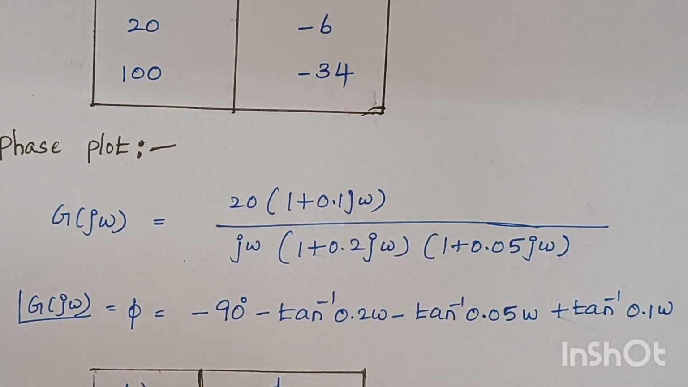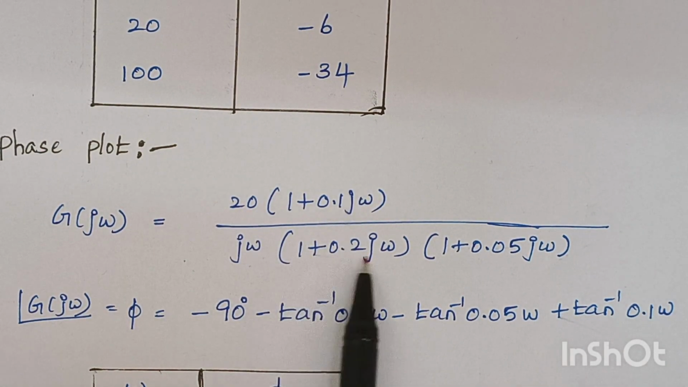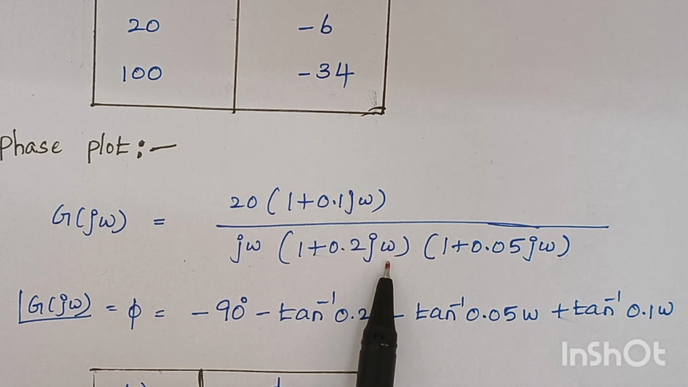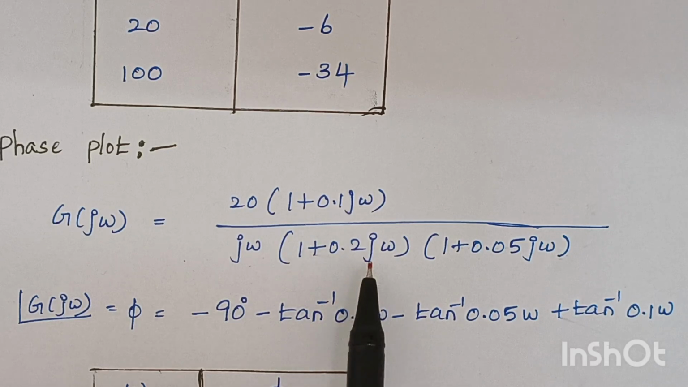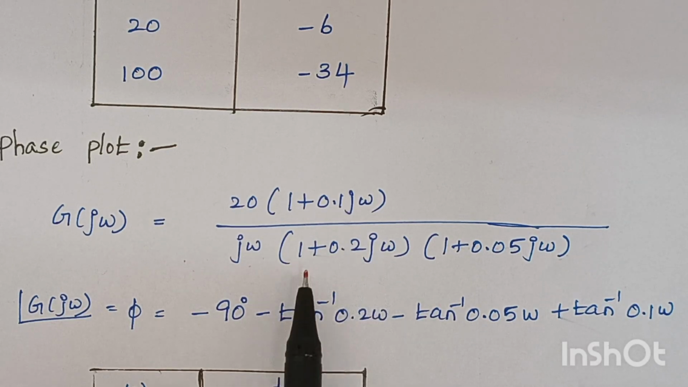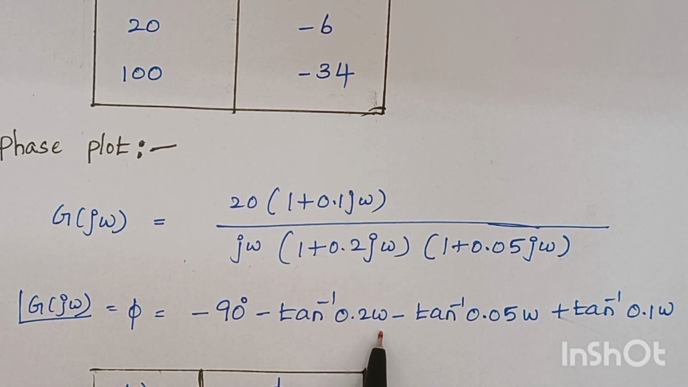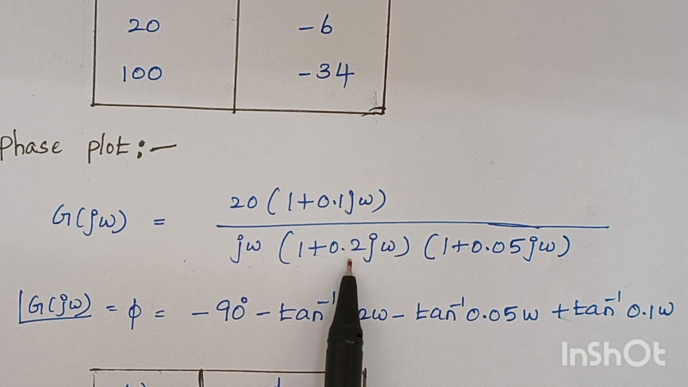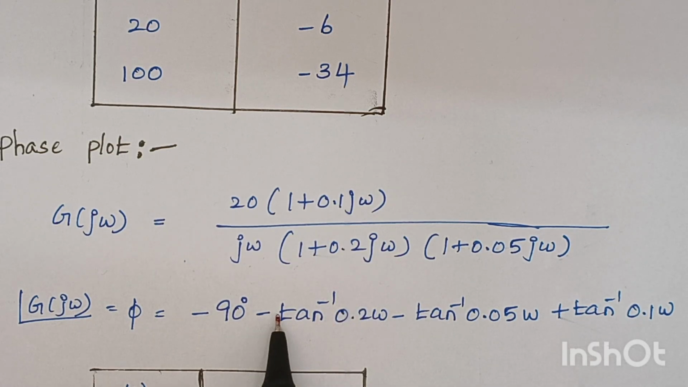The next thing is, again we are considering the denominator term. So tan inverse of the imaginary coefficient divided by the real term coefficient. Here the imaginary coefficient is 0.2 omega and the real term is 1. So tan inverse of 0.2 omega. Again this is a denominator term, so I have included a minus sign. When we move the denominator to the numerator, a minus sign must be included.